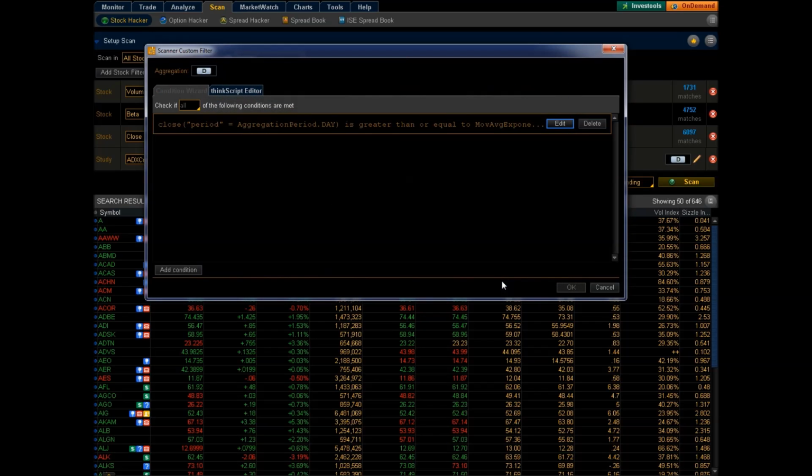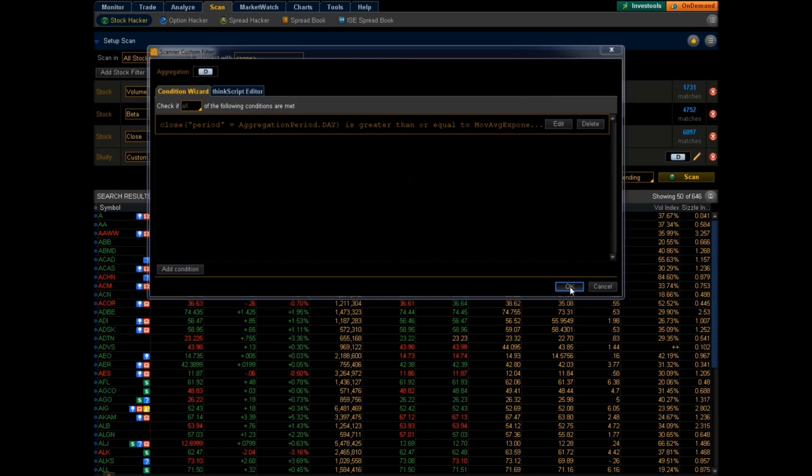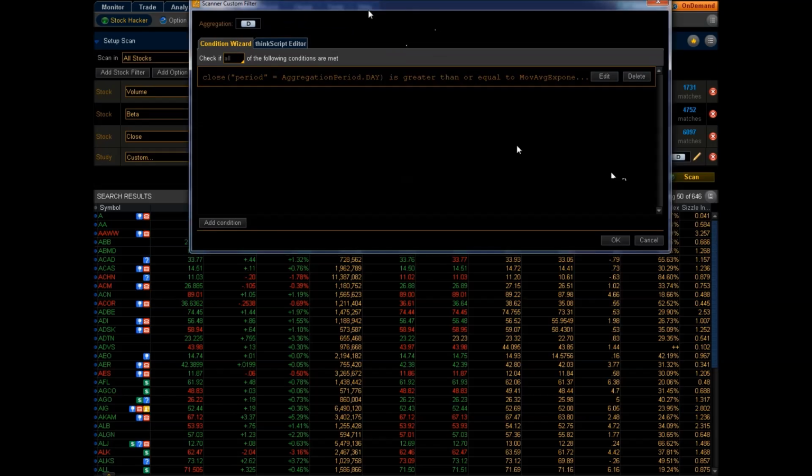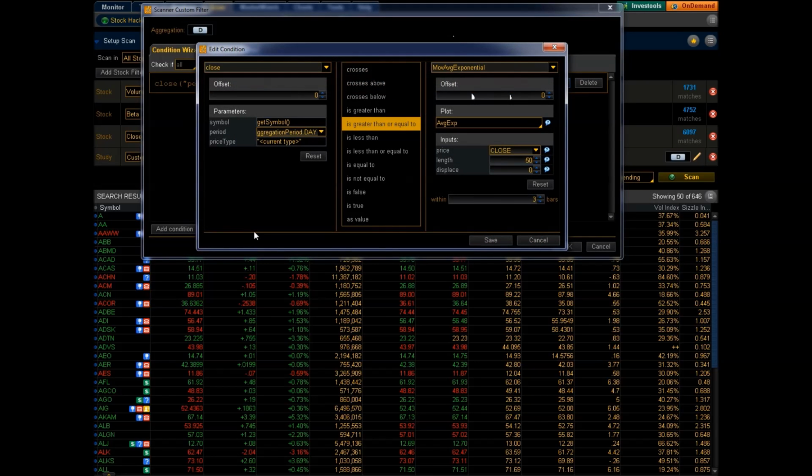Okay, so I save that criteria and I click OK. So basically now what I have here is a custom study, but it's telling me the close of the day is greater than or equal to the 50-period moving average. If I ever want to make changes to that, I can click on the little pencil and edit that in case I've made a mistake.